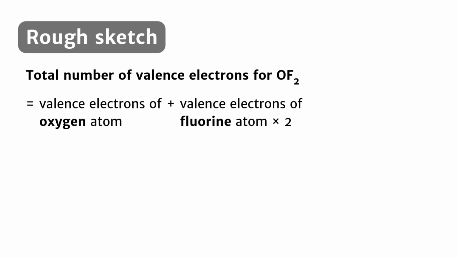Therefore, the total number of valence electrons is calculated as 6 plus 7 multiplied by 2, which simplifies to 6 plus 14, which equals 20. Thus, OF2 has a total of 20 valence electrons.